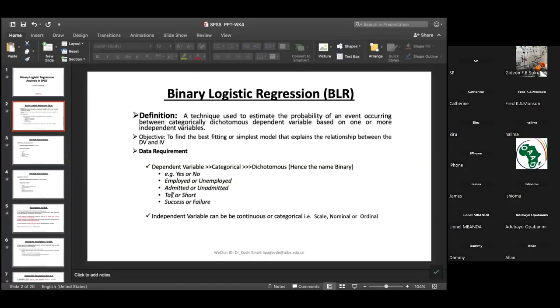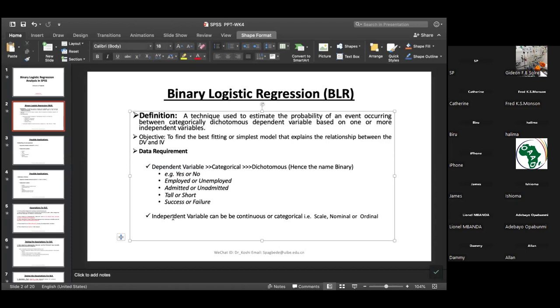Tall or short, success or failure. So we did mention that specifically our dependent variable has to be categorical and dichotomous. Dichotomous means it has to be measured only on two levels. And those two levels must be mutually exclusive and exhaustive, meaning it's either you belong to a yes category or you're in the no category. There is no middle ground. There is no neutral ground. So you need only two outcomes.